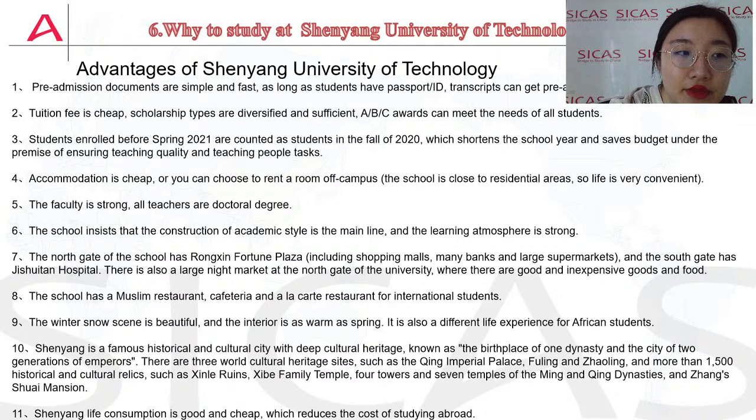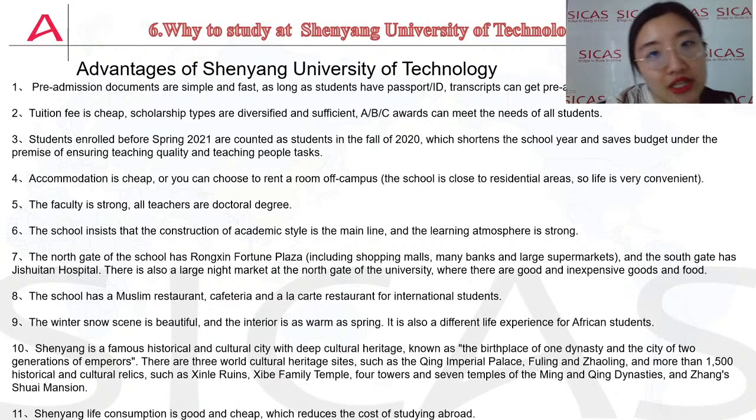Also, the faculty is really strong. All teachers have a doctoral degree. The school insists on the construction of academic style, and the learning atmosphere is really strong there. The north gate of the school has Rongxing Fortune Plaza, including shopping malls, many banks, and large supermarkets. And the south gate has Jishuitan Hospital. There's also a large night market at the north gate of the university where there are good and inexpensive goods and food.